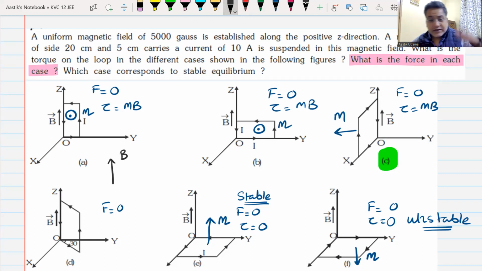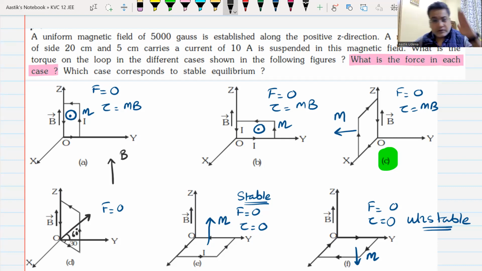Yes or no? Now, when this loop was along this axis, the magnetic dipole moment was going along y-axis. But now it has turned 60 degrees. So the magnetic dipole moment will be going 60 degrees this side. Yes or no? Do we understand what I said?